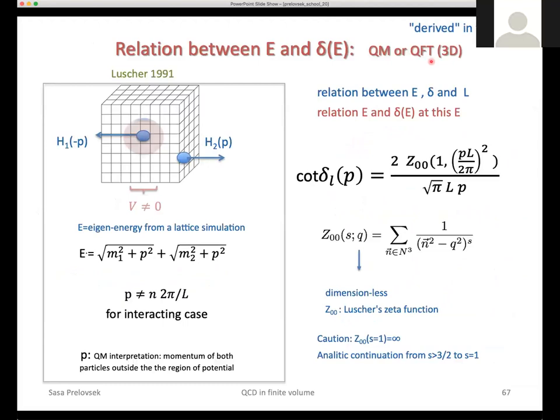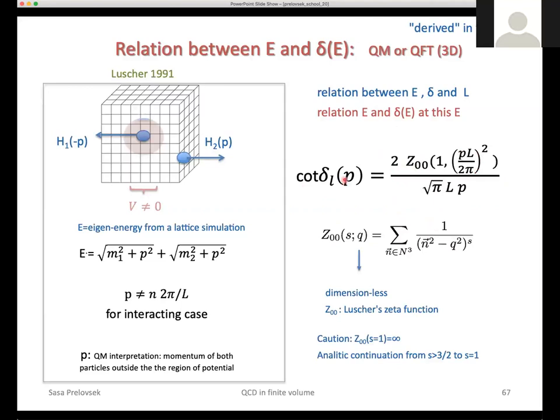Now, here is the relation. You have a system of two hadrons in a box. You do your lattice calculations, and you extract the eigenenergy via the ways I told you. Now you have your eigenenergy, and you can determine the momentum of the two hadrons in the region outside the potential. In that region you know that this relation applies, so you can always determine this momentum. P will be of major importance here. P is the momentum of a single particle in the region outside the potential, in some sense. When you have this momentum, the way to get the phase shift at this momentum is to plug it into this formula, where Z is the Lüscher zeta function. You plug in the momentum that you got, and you can extract the phase shift at that momentum.